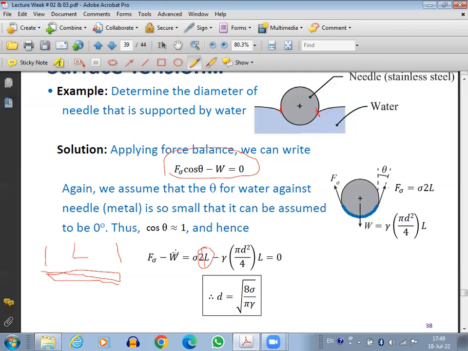So we'll have sigma 2L. We are ignoring the diameter because it's very small compared to the length for the case of the needle. So sigma 2L minus gamma pi d square by 4 into L. So we can find out what should be the diameter. Let me hold.